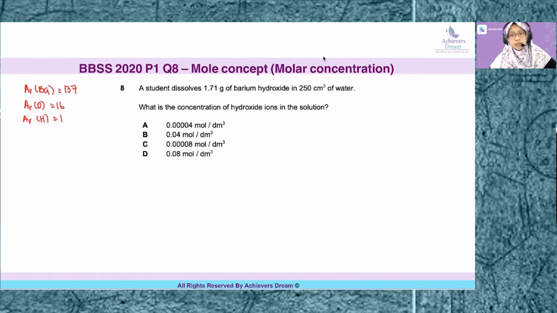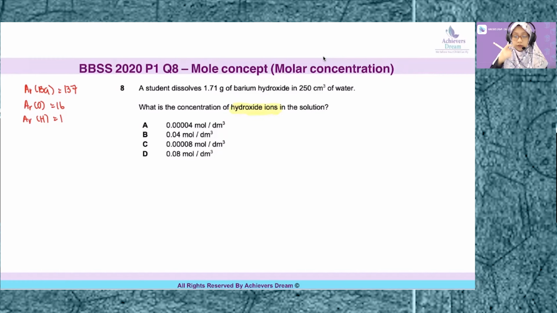Question 8 is actually testing you on the mole concept, or to be more specific, asking students to calculate the molar concentration of a substance. So let's take a look at the question. A student dissolves 1.71 gram of barium hydroxide in 250 cm cube of water. What is the concentration of hydroxide ions?